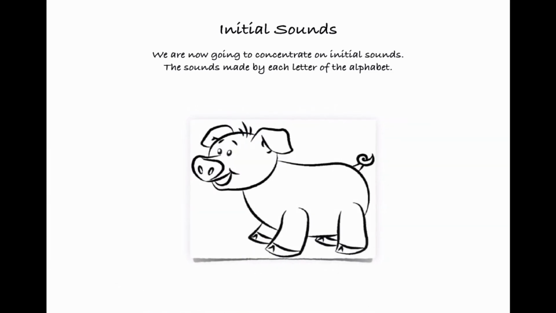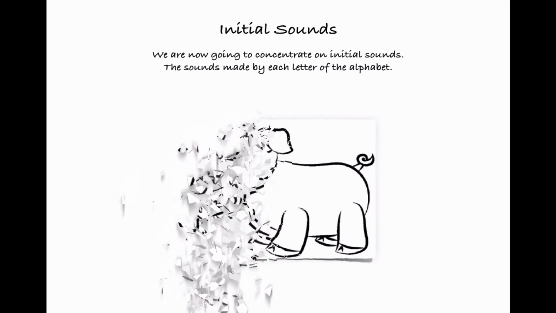One more here, pig. They might say p straight away. They might need to say pig first, as with the other one. Hopefully when they're fluent, they can just look at it and say the initial sound straight away. You can also look at the beginning and middle sounds with these as well if you want to.